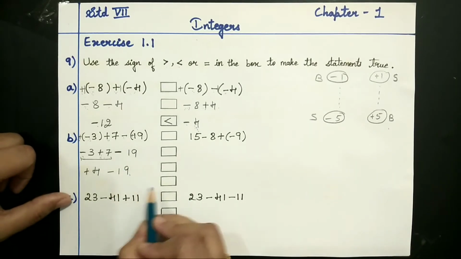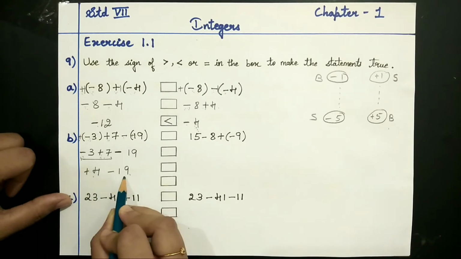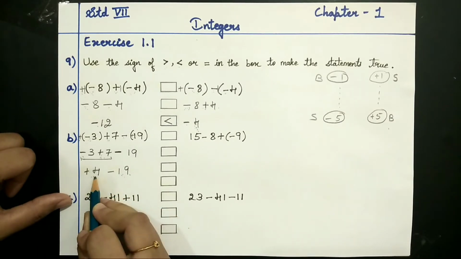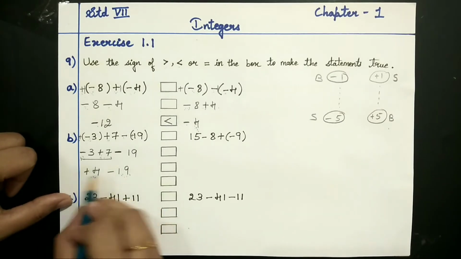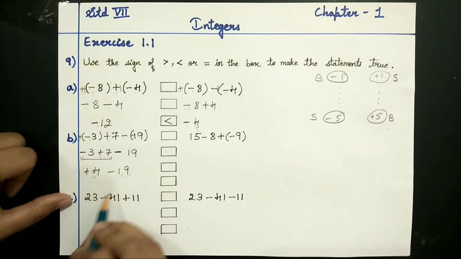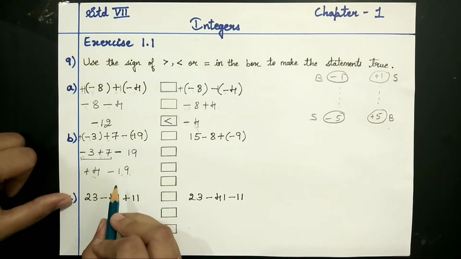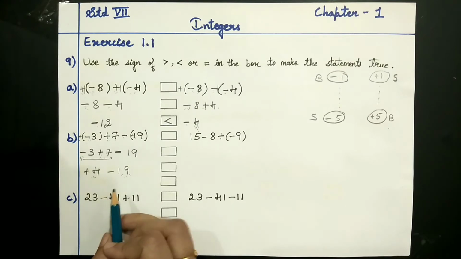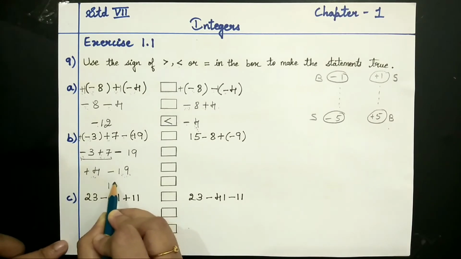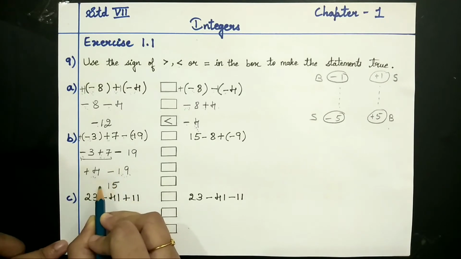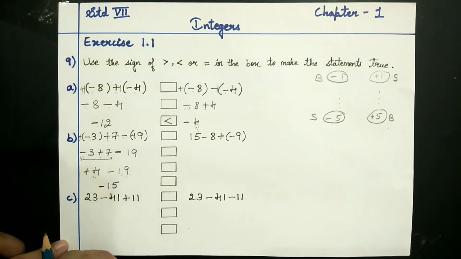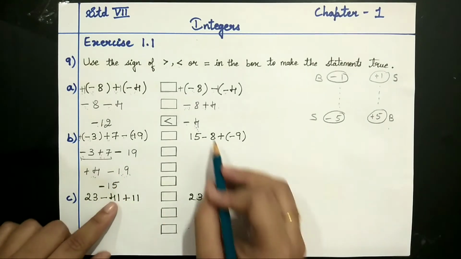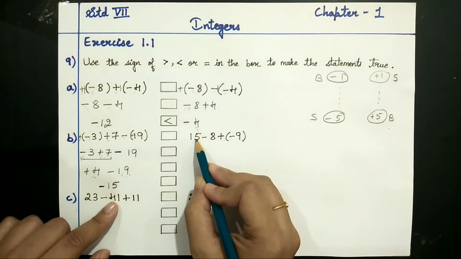Okay, next. Plus 4 minus 19. Now since these numbers are having different signs, that means for the answer you have to do subtraction. Okay, 19 minus 4, what's the answer? 19 minus 4, it is 15. Okay, and the sign should be that of the greater number, so minus 15 is the answer here. Let us solve this side and see.